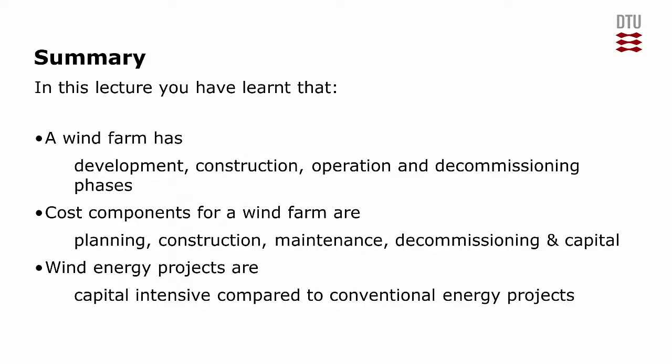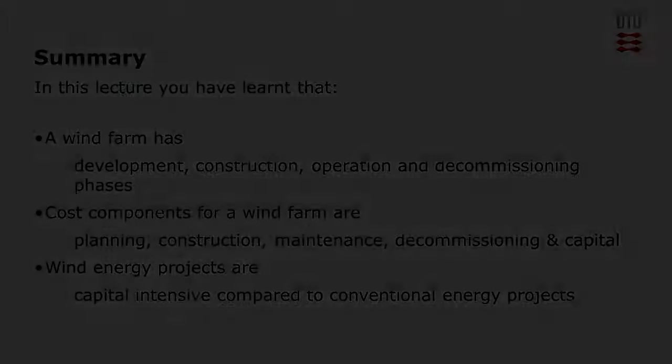So in summary, we've looked at the phases of a wind farm, the timeline, the development, construction, operation and decommissioning phases. We've looked at some of the cost components of the wind farm, how much it might cost for planning and construction, the maintenance of the wind farm, and finally the decommissioning and of course the capital cost of the wind farm. And we now know that wind energy projects are very capital intensive compared to conventional generating plants.